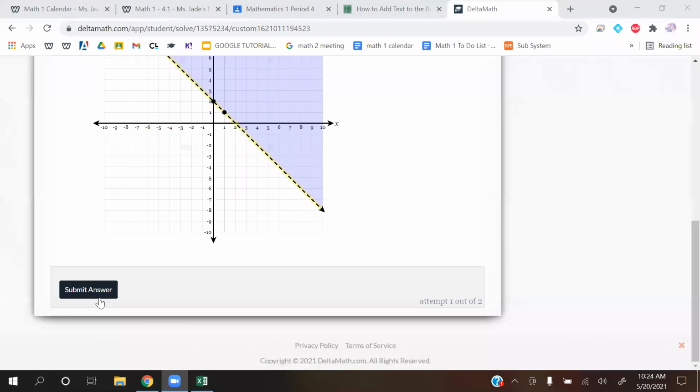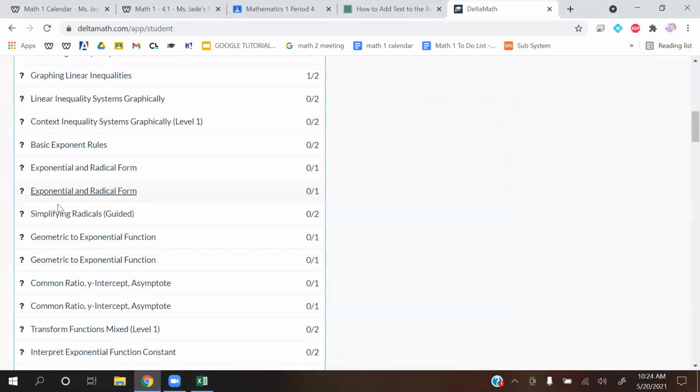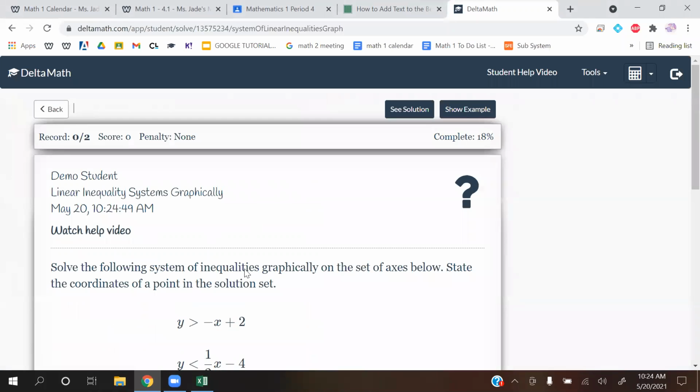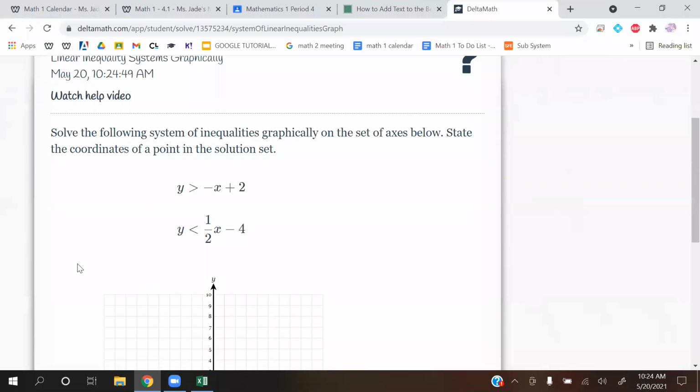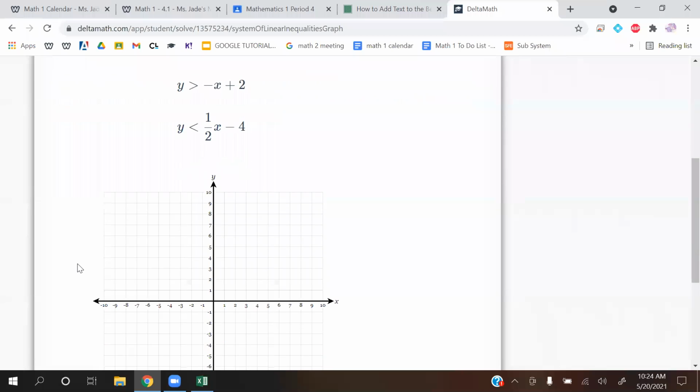Oh, wait, I have to submit it. I almost just forgot to submit it. Okay. And let's see, where are we at? Graphing linear inequalities. Okay, now linear inequality systems graphically. So it's essentially what we just did, but twice. And then we just pick a solution. So let's do this twice.